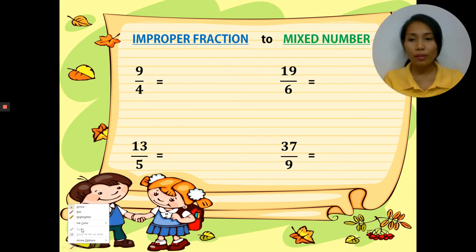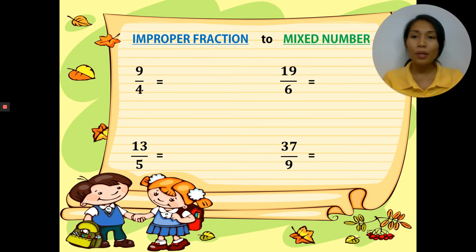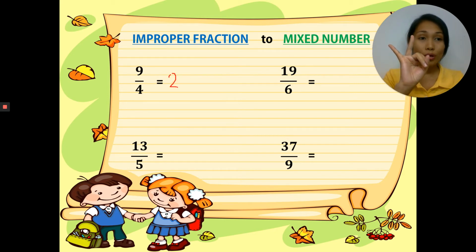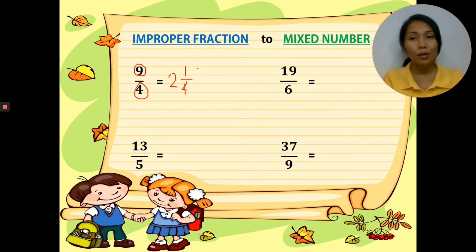Okay, here, let's try this one just to refresh our memories. Okay, how many fours are there in 9? 4, 8, 12. So 3 fours cannot be, there's only 2. Okay, 2 fours is 8, right? And we have here 9. So we need one more. That will be our numerator. So 8 plus 1 equals 9. Now we got 9. Then just copy the denominator 4. So the mixed number for 9/4 is 2 and 1/4.